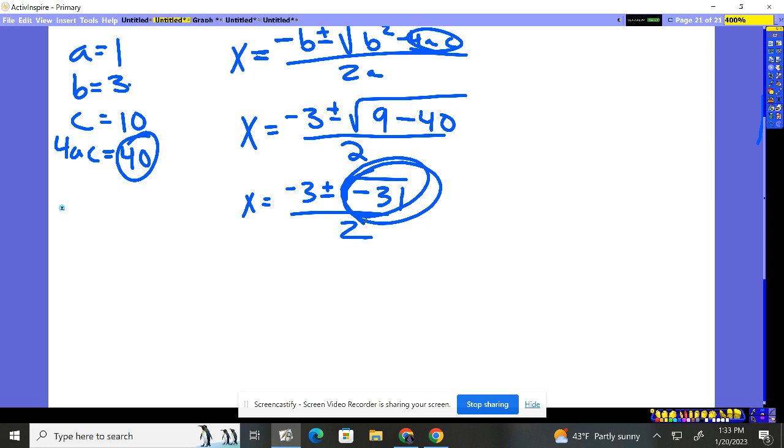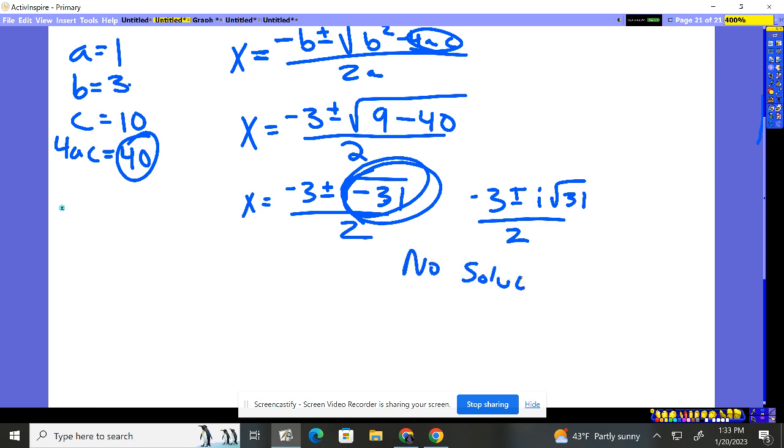Can you take the square root of -31? No, it's an imaginary number. And for this, I said we're going to deal with just real number solutions, so I don't want any imaginary number solutions. We could bring it out and change this to -3 plus or minus i root 31 over 2, but I don't want that. Once it's a negative, I'm simply going to say there are no real number solutions.